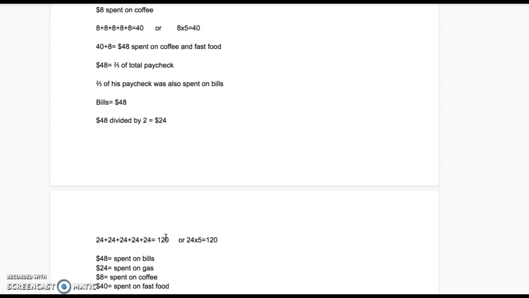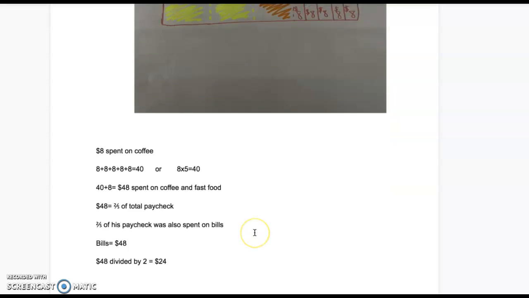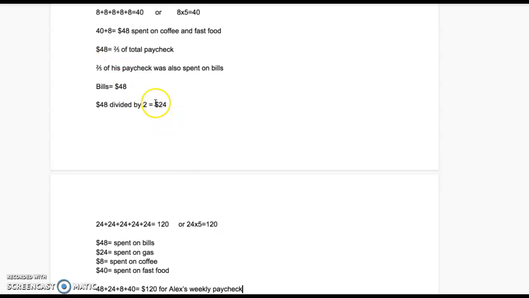Now the only amount we don't know is the amount of money spent on gas, which is right here in the orange. We know that it is equal to 1/5. Since the $48 on bills and the $48 on coffee and food is split into 2 equal boxes, 1, 2, and that equals 48, we can divide 48 divided by 2 to find how much was spent in each 1/5 of the paycheck. This gives us $24 spent in each box.